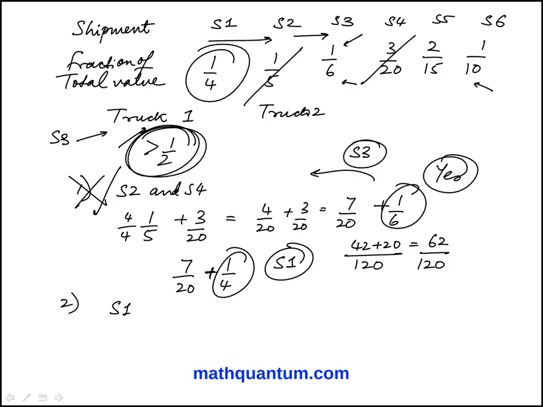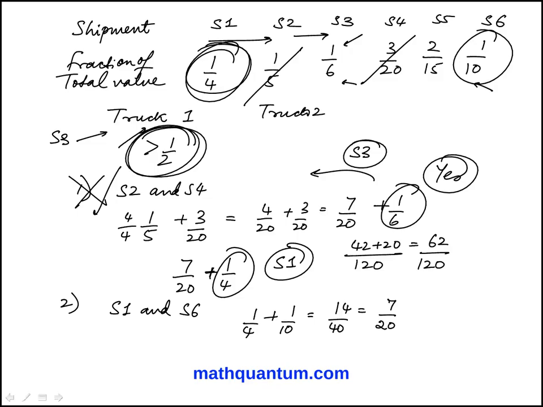Statement 2 says S1 and S6 were shipped on the second truck. So S1 and S6. So the value would be 1/4 plus 1/10, which is 14 over 40 or 7/20. So at least that much. Now the question is, can S3 be shipped in the second truck? Meaning I add 1/6 to that, which I did here. Then I would get 62 over 120. That would make the value of the shipment in the second truck greater than half.